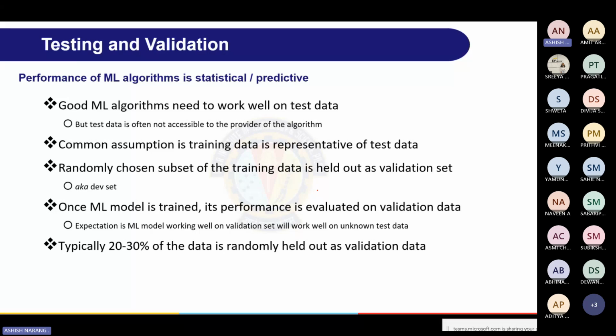Let's take an example. Let's say I have 1,000 student records for predicting whether a student will pass or fail. 800 records will be used for training and 200 records I may use for validation. The model will learn certain rules or equations from the 800 records and then evaluate them on the remaining 200 unseen records. If the validation accuracy is high, it suggests that the model has learned meaningful patterns rather than simply memorizing the training data.